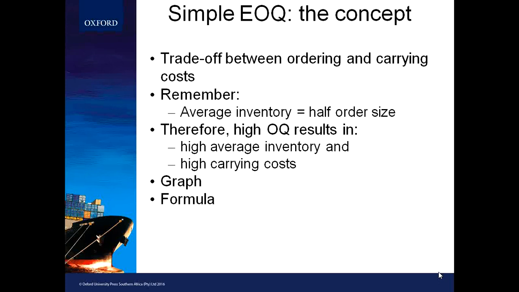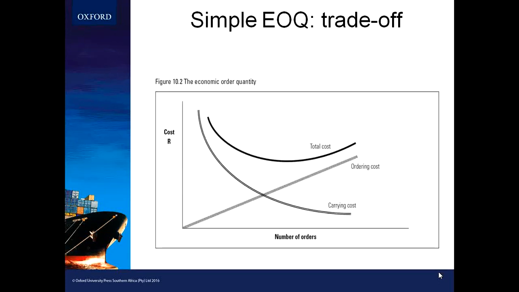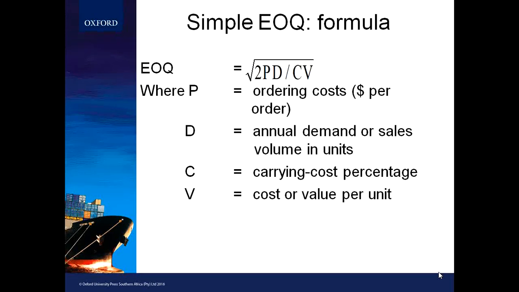Remember, average inventory is equal to half the order size. Therefore, high order quantity results in high inventory and high carrying cost. There is a graph and a formula, but we will just be checking that out. Now here, first let us see the formula.